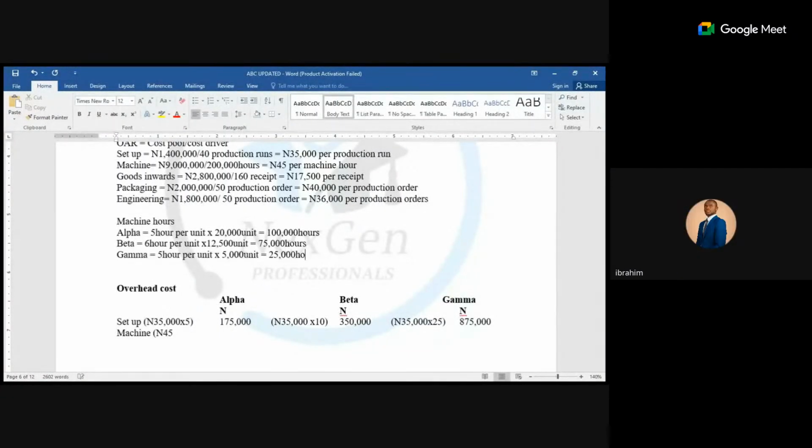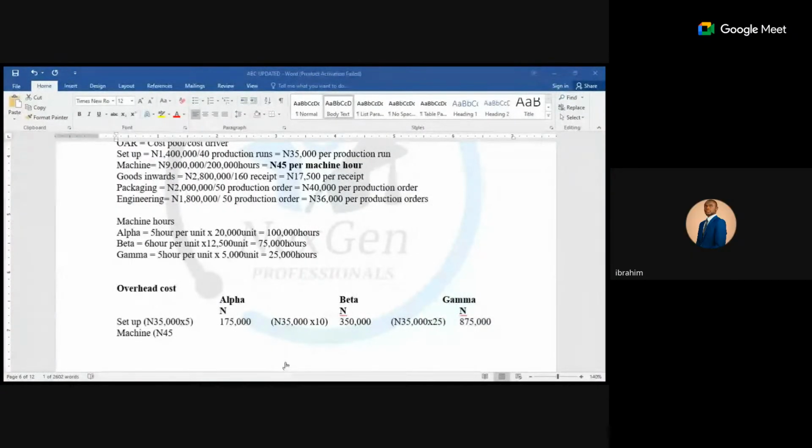25,000 hours. Can you see that it makes sense? Now, you also have 45 naira per machine hour. The question is, how many hours will they use to produce the alpha, which is 100,000? So we will pay them based on the hours worked. That is what activity-based costing is doing.